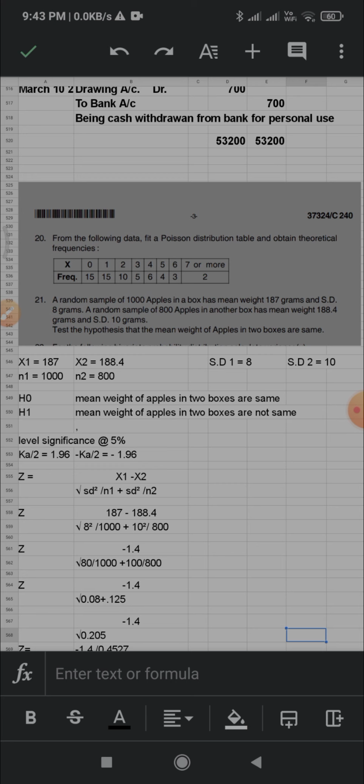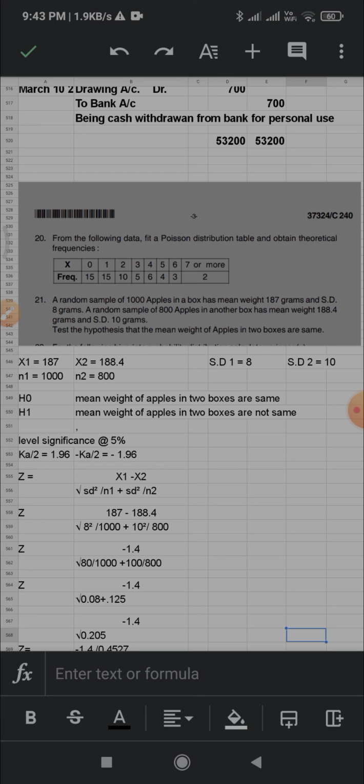So this is called here now H naught, the hypothesis. What is the hypothesis here? The mean weight of apples in two boxes are same. So what do you have to prove here? The mean weight of apples in the boxes are not same.